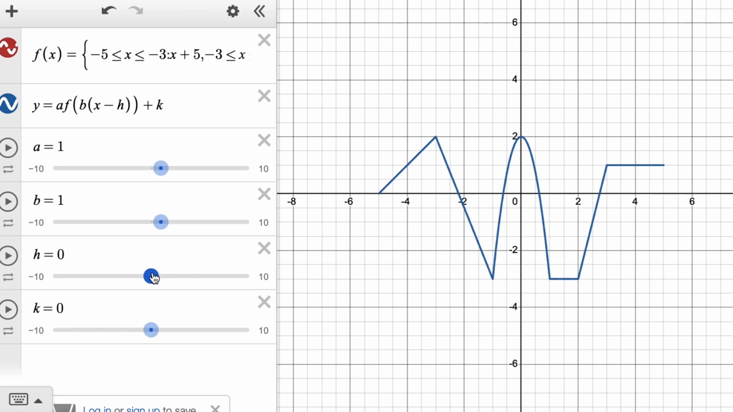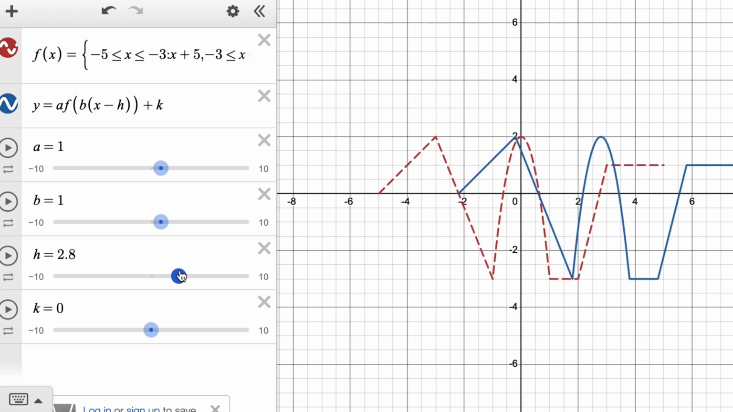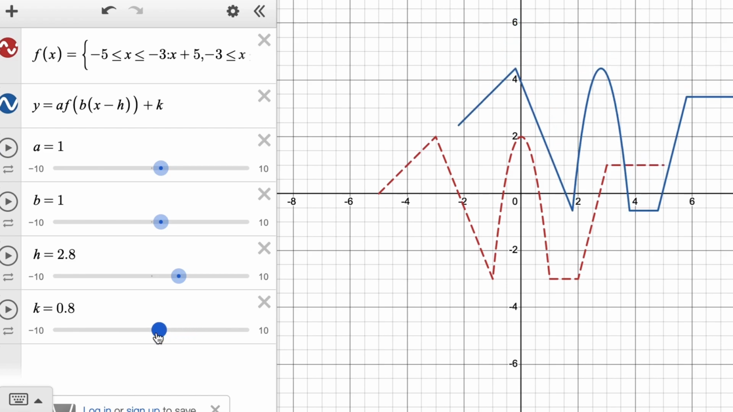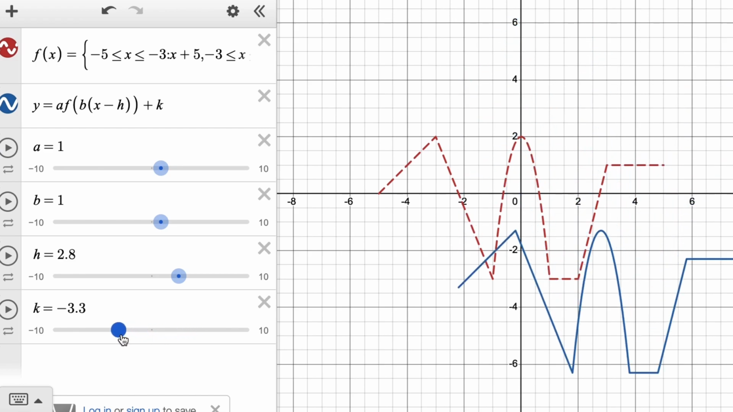The parameter h moves the graph left or right, while the parameter k translates the graph up or down. So that is the general transformation of function.